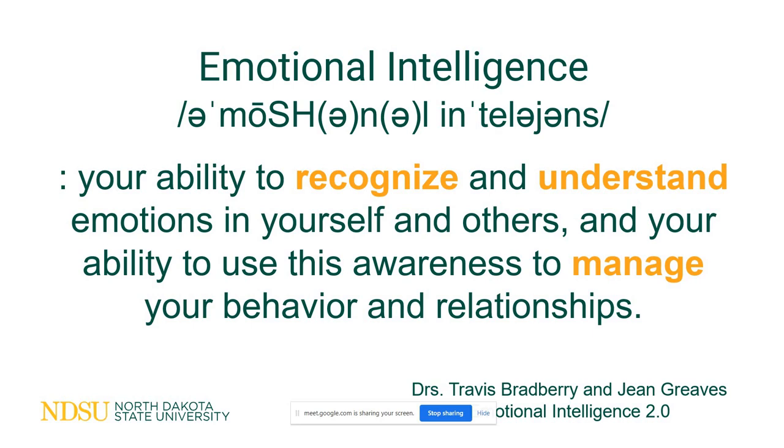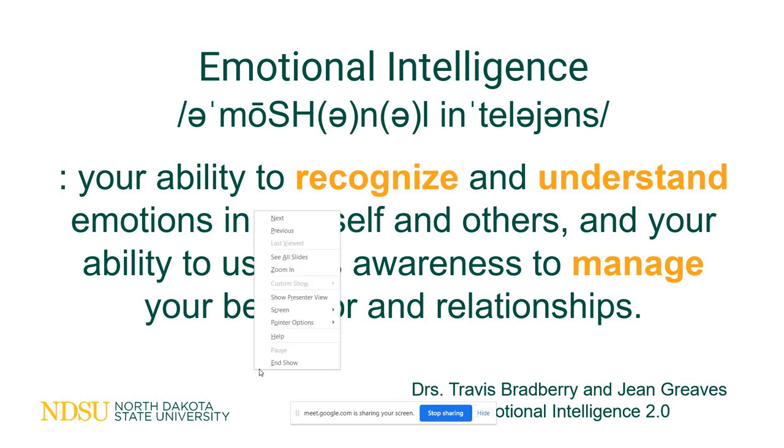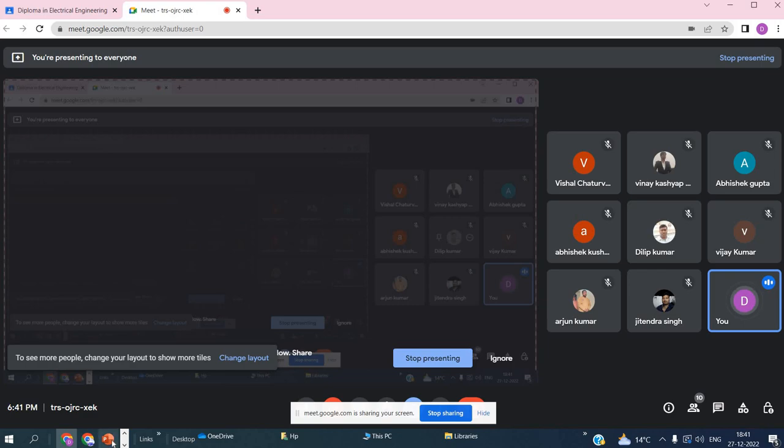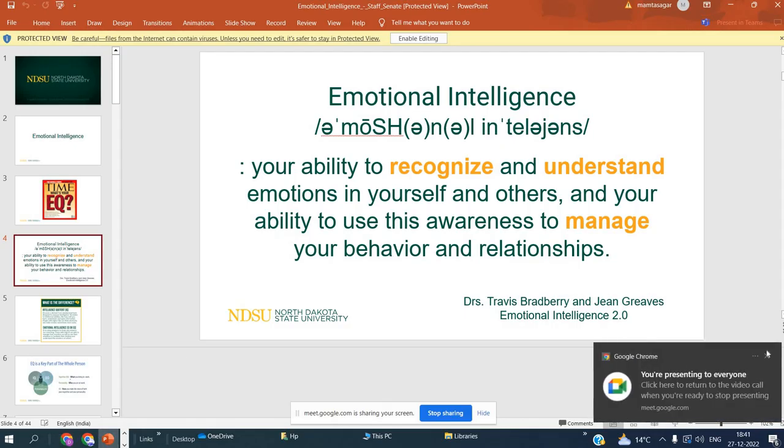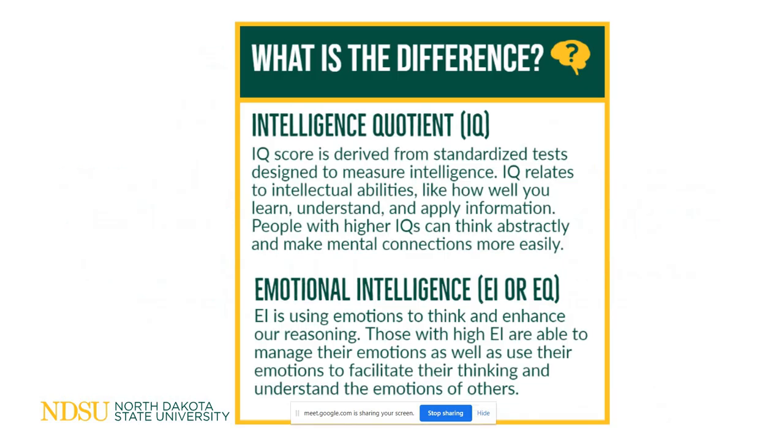This is the ability to recognize and understand emotions in yourself and in others, and it also includes the ability to use this awareness. If we understand the emotions of others and myself, then I can use this awareness to manage my behavior and relationships. Are you able to understand this, students, what I am trying to say? Okay, so this is very important.